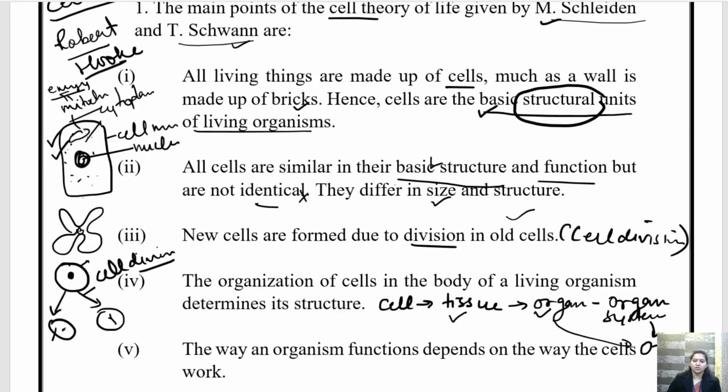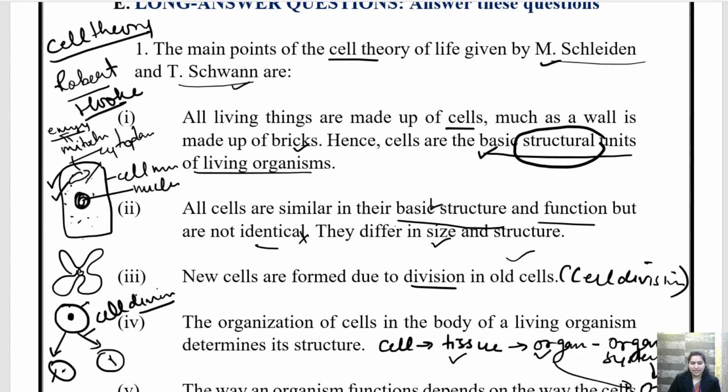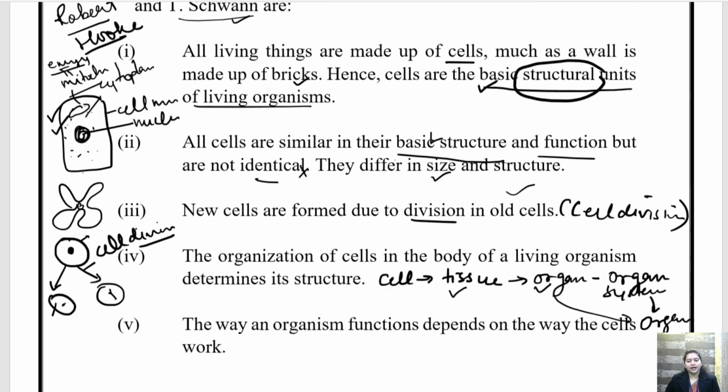So what is the first point, children? The first point of the cell theory says that the cell is the basic structural unit of all living organisms. पहला पॉइंट. दूसरा पॉइंट ये है कि उसमें सेल का जो बेसिक स्ट्रक्चर होता है और फंक्शन होता है वो सब में सेम होता है, लेकिन उनका साइज और शेप वैरी कर सकते हैं, not structure but shape. Size and shape can vary. Okay, they are not identical.